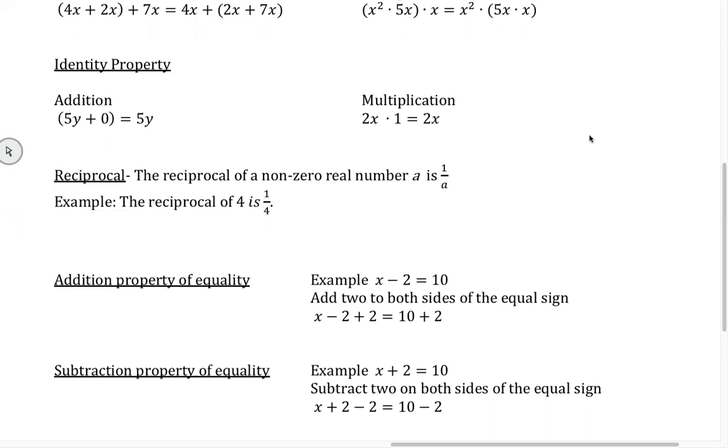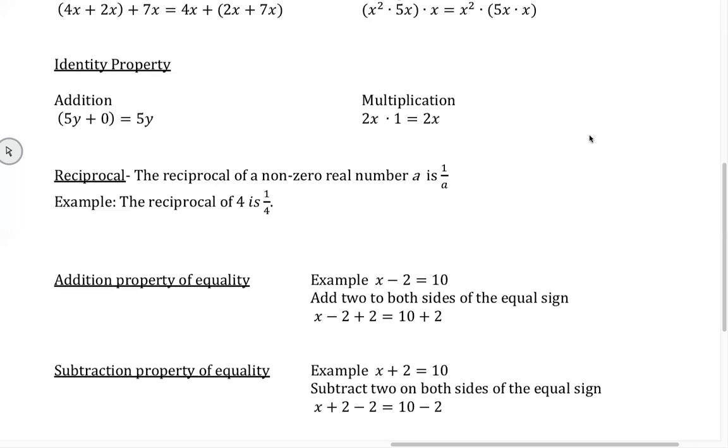Well, if I add 2 to both sides, my minus 2 and plus 2 cancel. And then on the other side, I have 10 plus 2, and that's my 12. Likewise, with subtraction, I can subtract the same thing from both sides.